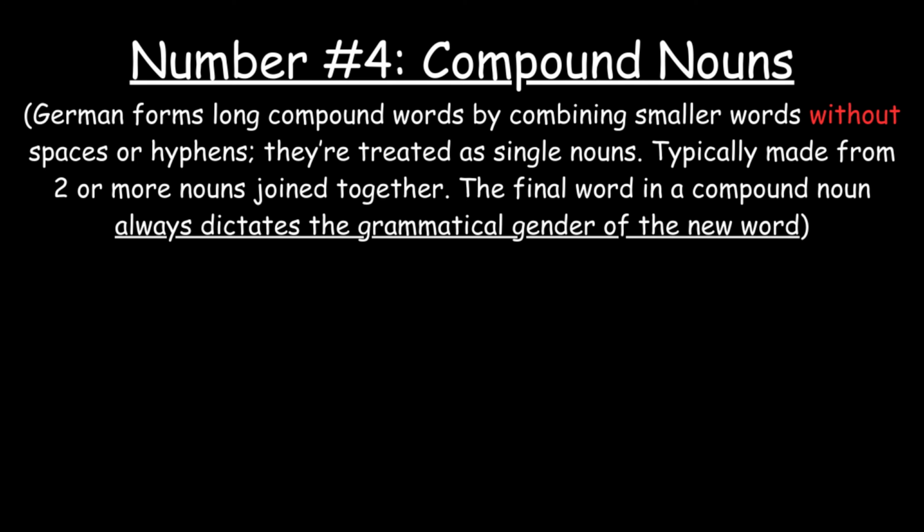Compound nouns in German are typically made from 2 or more nouns joined together. Fundamentally, the gender of a compound noun will always be determined by the last noun of the word, so the final word in a compound noun always dictates the grammatical gender and category of the new word.